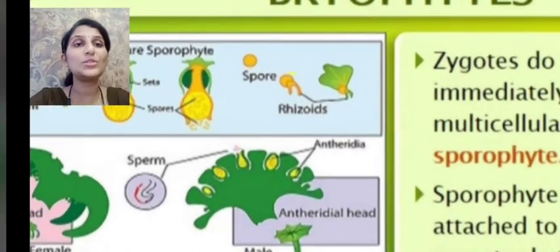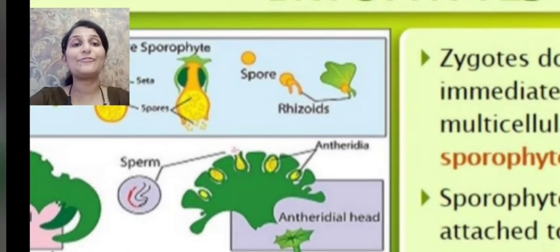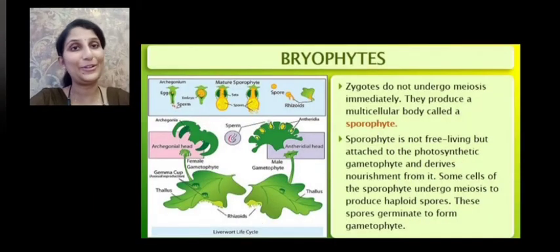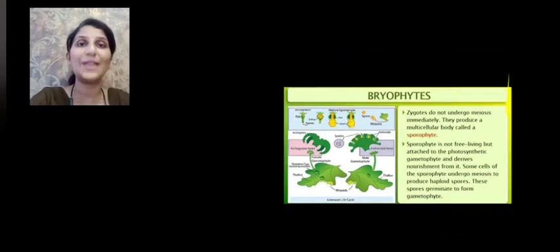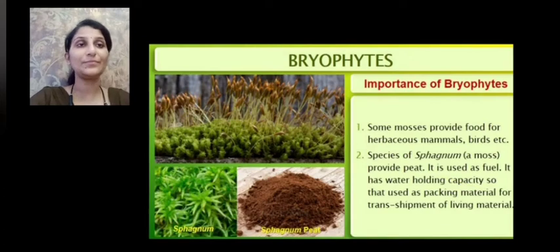These spores, when they are released, undergo germination to produce a gametophyte. So from the gametophyte, gametes were produced. The gametes fused together to form the sporophyte. From the sporophyte, meiosis occurs in some cells and produces the haploid spores which germinate to produce the gametophyte. So what is the importance of bryophytes?